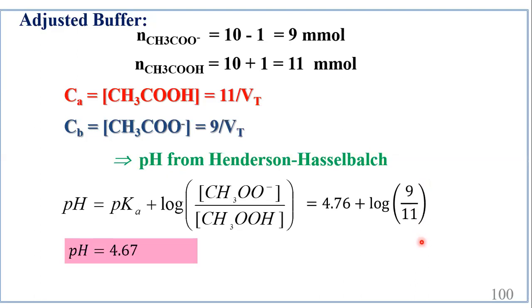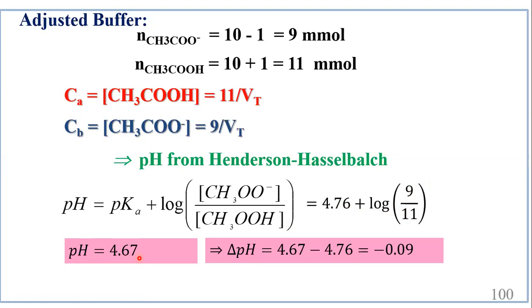Get a new pH, okay? So pKa plus log of this ratio. And notice the ratio does affect slightly the pH. The pH has decreased. It is now 4.67. Okay?